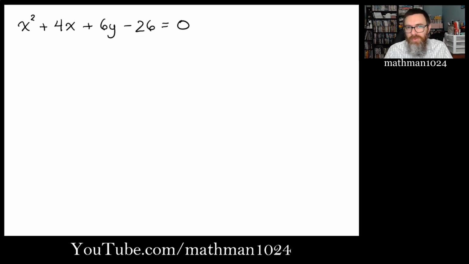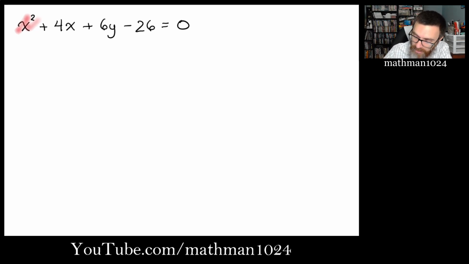All right, so what we have here is a parabola. It's just not written in the way that we want it to be written in because we can't clearly identify the vertex just yet. But here's what we do want to be able to see. We have x squared. So we know that's going to be a parabola that opens up or down.